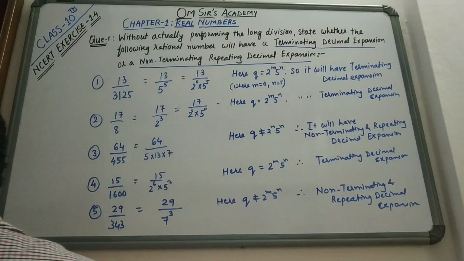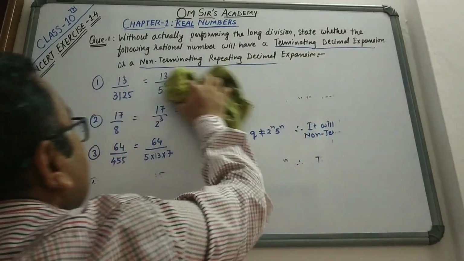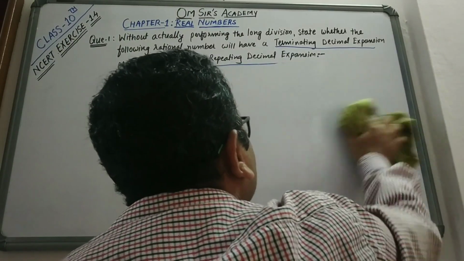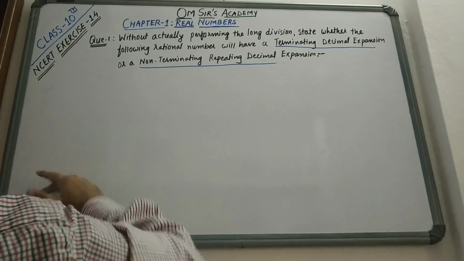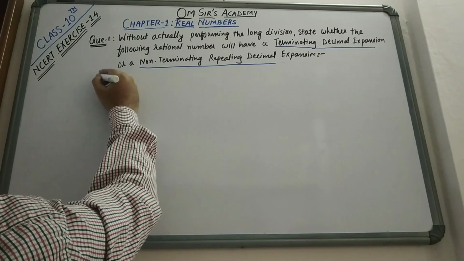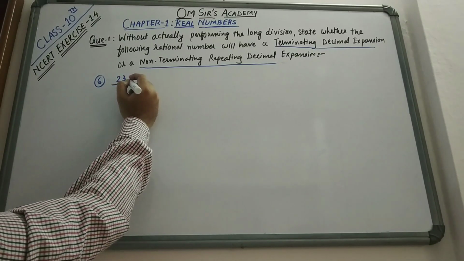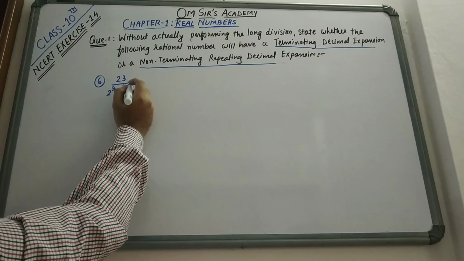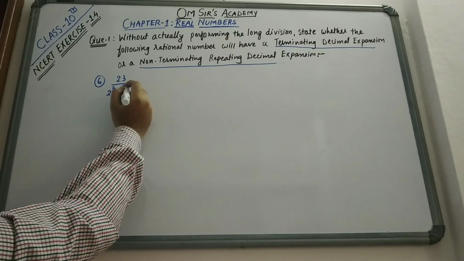It is very easy friends. Now we move to the next question, that is sum number 6 of question 1. You have to just mention whether it is terminating or non-terminating. You are not asked to find, if terminating, then what kind of decimal number it is. Now see, the sixth question is 23 upon 2 raised to 3 and 5 raised to 2. Is it clear? So, in this case, is it terminating or non-terminating?